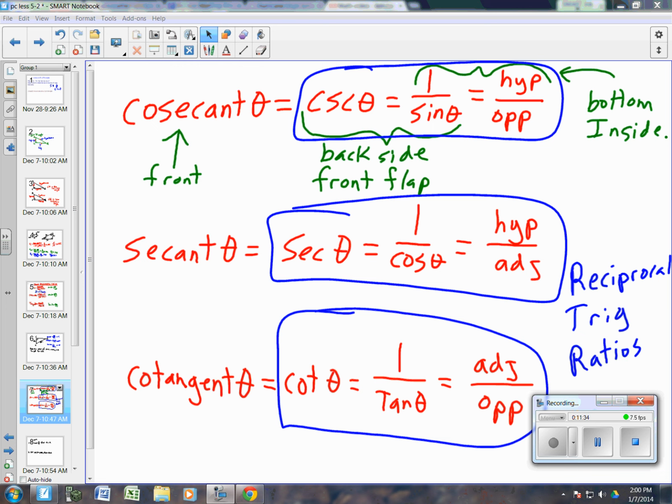That's how I remember it, because I just remember the "co"s don't go together when you're talking about reciprocals. Cosecant and sine go together, and secant and cosine go together. So the cosine and the cosecant do not go together. That's how I remember that. And cotangent and tangent, the two tangent ones go together. Okay?